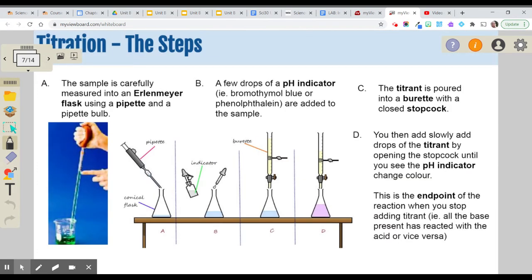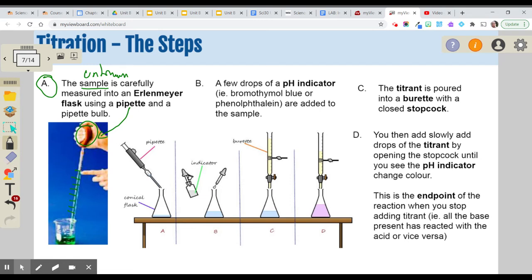So these are the basic steps. First, the sample, so remember this is the unknown, is carefully measured into an Erlenmeyer flask. So using a pipette. So this example is a pipette with a pipette bulb. So this pipette has measurements on it so that you can get an accurate amount, like maybe it's 10 milliliters or 25 milliliters of a sample.